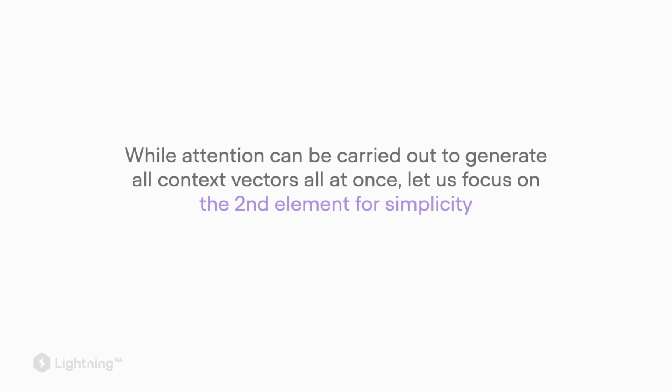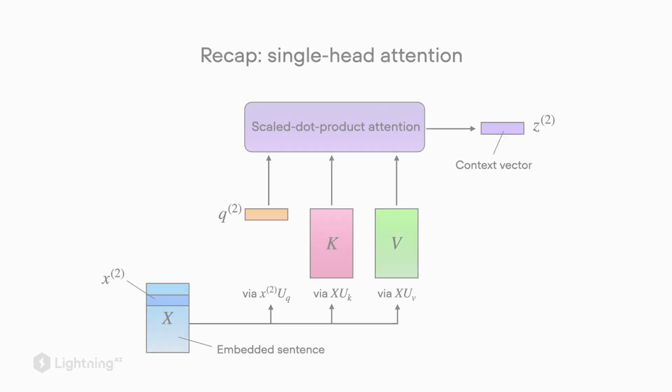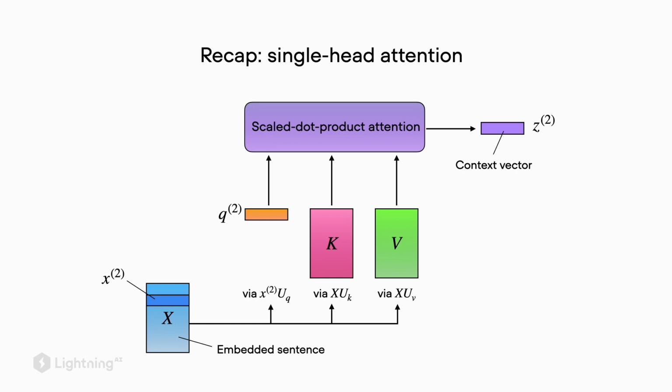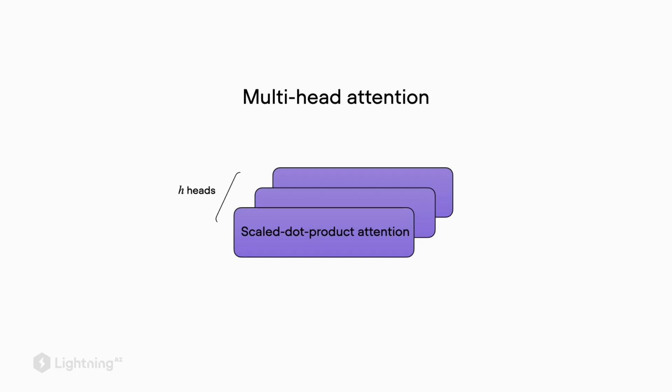While attention can be carried out to generate all context vectors all at once, let's focus on the second element for simplicity now. If we have the second input element here, we carry out the following multiplications to obtain the second context vector specific to this second input element. And this is again for single-head attention, which we covered in the previous video. When we go to multi-head attention, it's exactly the same computations, except now we have H attention heads.